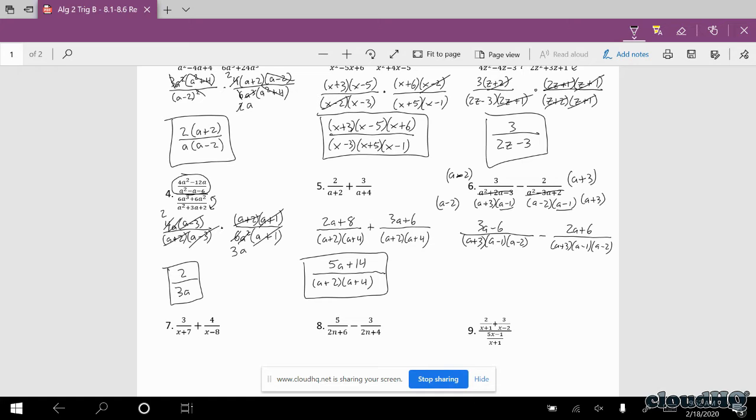Remember, it's a subtraction problem. 3a minus 2a is a. Negative 6 minus 6 is negative 12. I'm going to fix that 12. Kind of runs into the line. There we go.